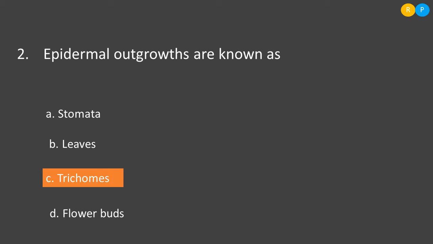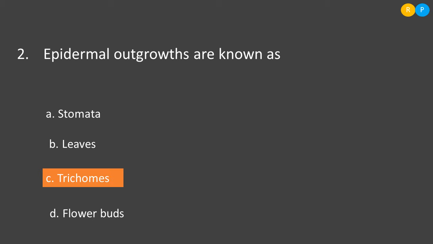So let us see the options. Option A, stomata. Stomata is not an epidermal outgrowth. We can't see this structure on the outer surface, but it is present in the epidermal region. It is embedded in the epidermal region. Then option B, leaves. Leaves are not outgrowths of the epidermal region because these are formed by the buds, that means sometimes the axillary bud and sometimes the lateral bud will give rise to the formation of leaves.